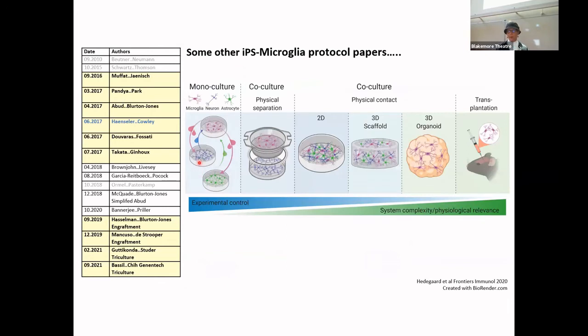These protocols have become more and more complex, from just monocultures through to dual co-cultures in 2D, through to 3D co-cultures, through to organoids. In the last couple of years, there's been a move to transplant these iPS microglia into rodent brains. They engraft really nicely and they ramify beautifully and they look for all the world like primary microglia in a brain.